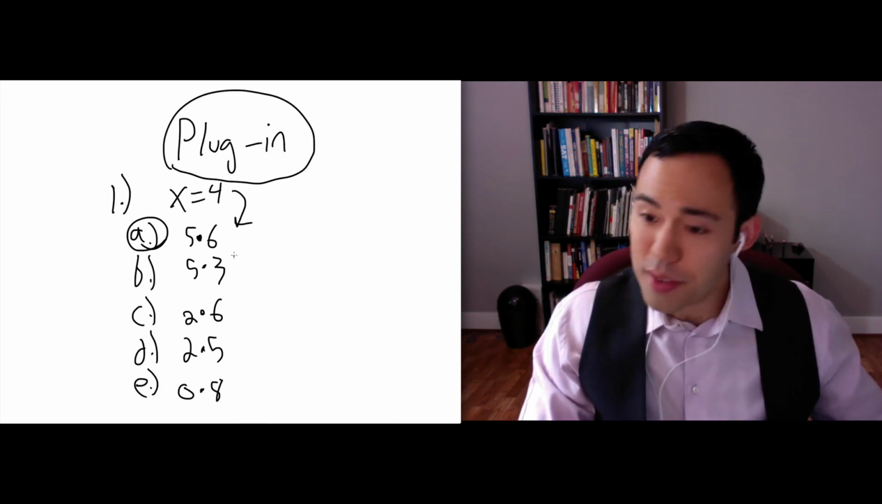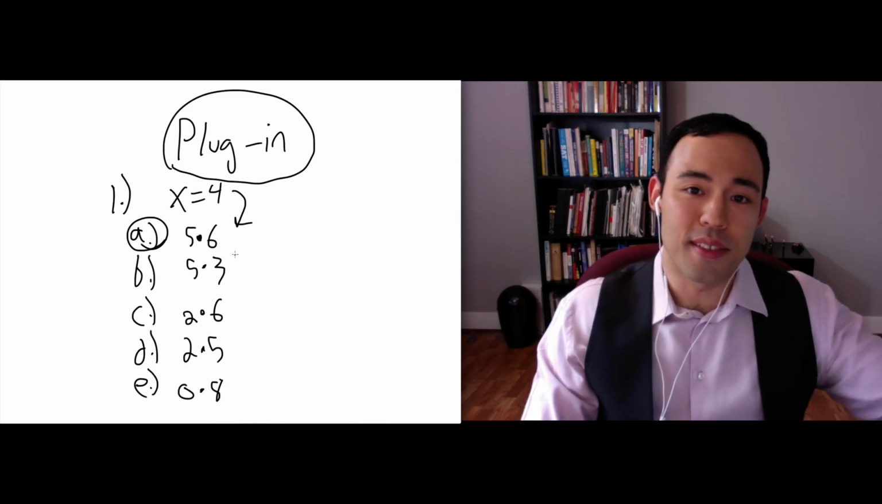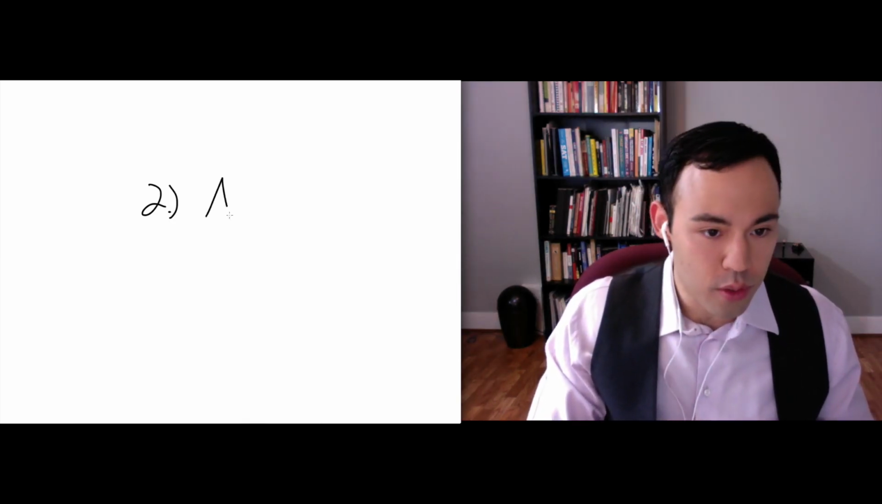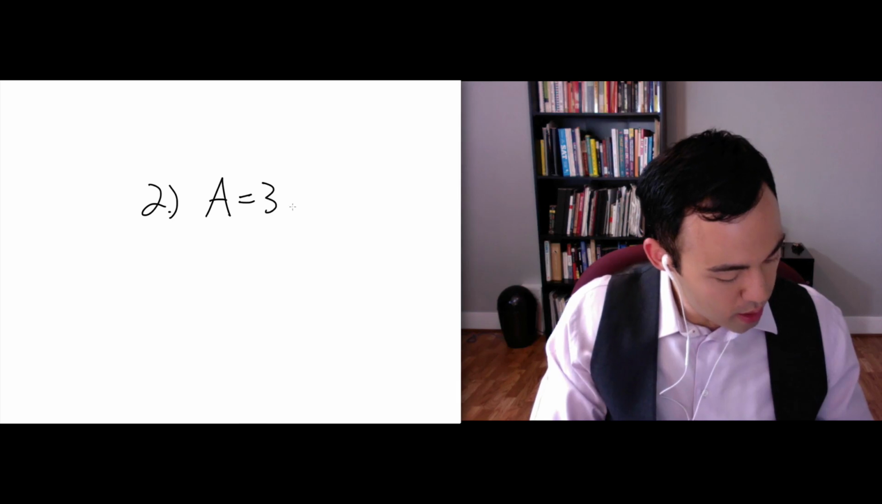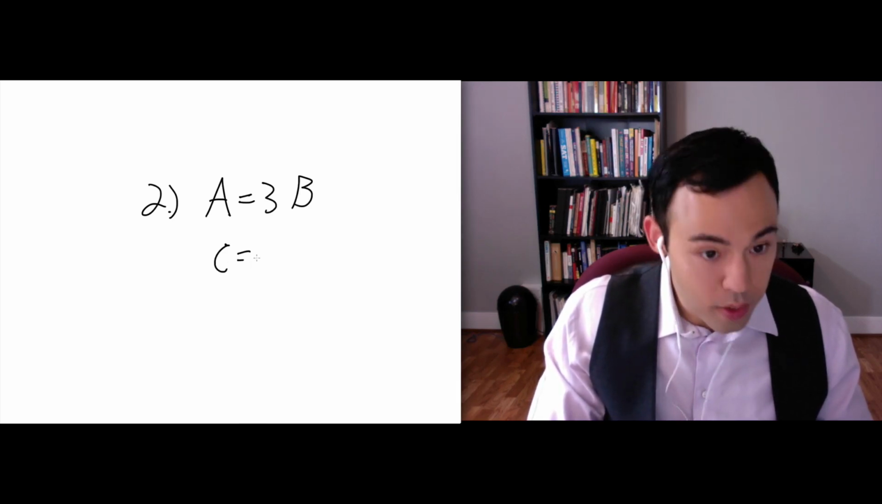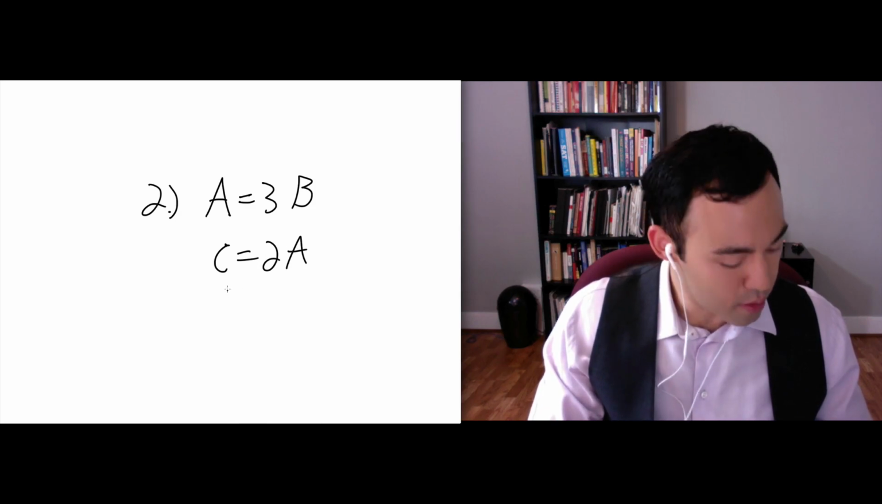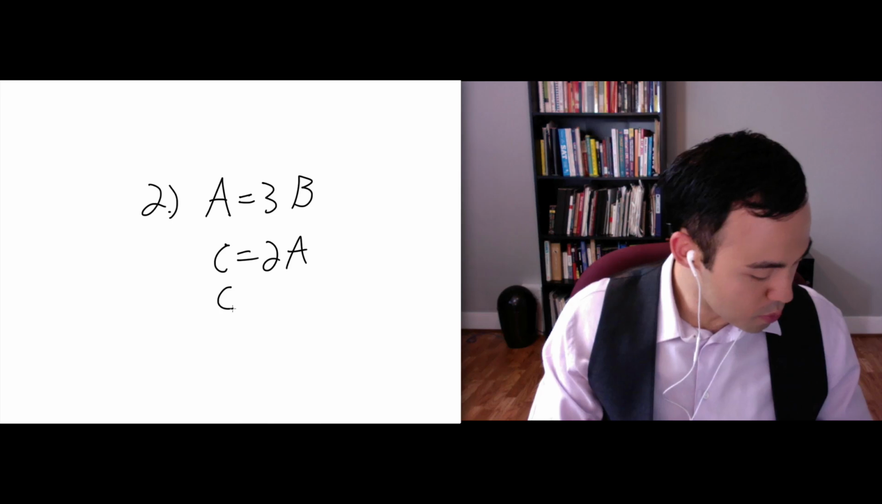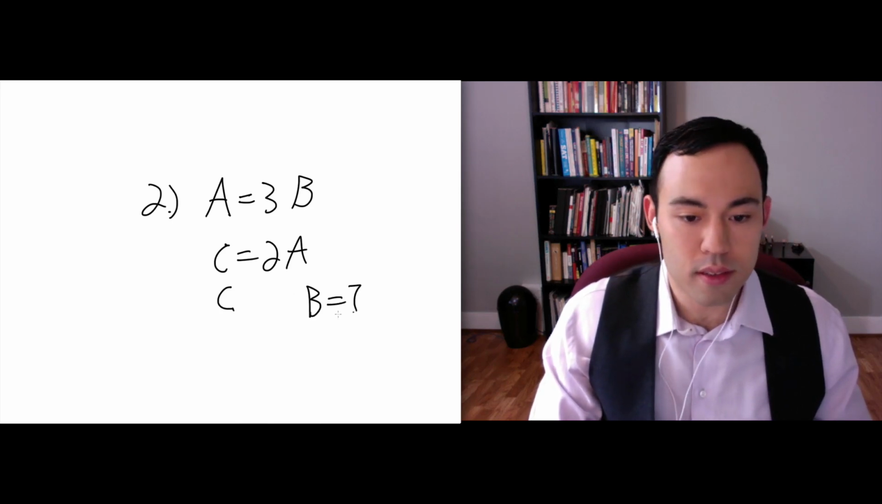Trains A, B, and C, they're always trains in algebra problems for some reason. So trains A, B, and C pass through a station at different speeds. Now train A's speed is 3 times train B's speed, and train C's speed is twice train A's. And they want to know, what's train C's speed in miles per hour if B's speed is 7?